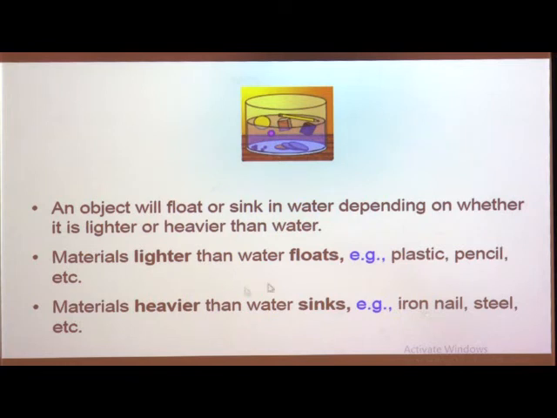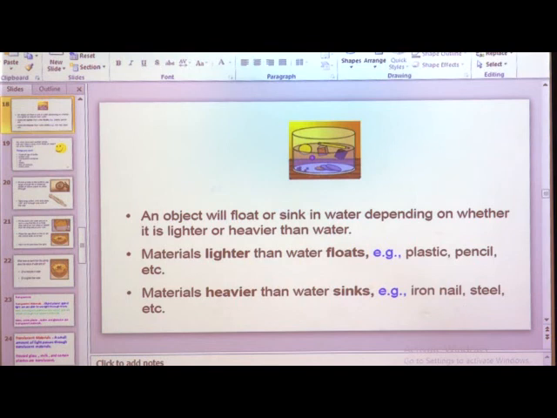Materials lighter than water float. Examples are plastic, pencil, etc. So, materials that are lighter float on the water. And the materials that are heavier than water sink. For example, iron nails, steel, etc. Okay. So, let us see one more video for floating objects.